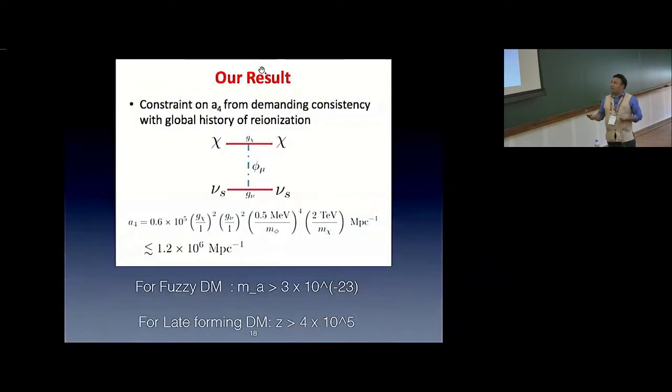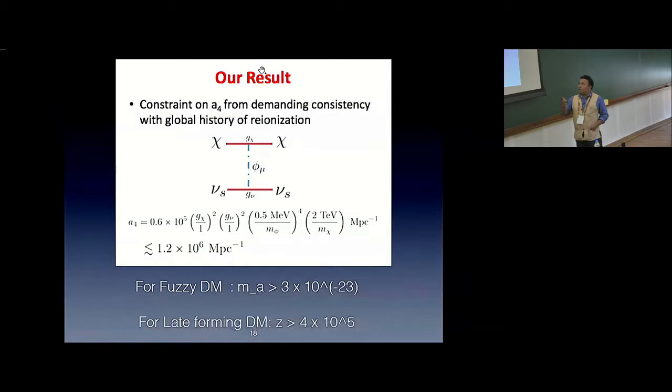And with that, we have given this constraint that for fuzzy dark matter, it has to be 10 to the power minus 3 times more than that. For late forming dark matter, and this is true even for ballistic dark matter, it has to form before redshift 4 times 10 to the power 5. If it forms later, then you will not get good reionization with a natural value of n-ion.